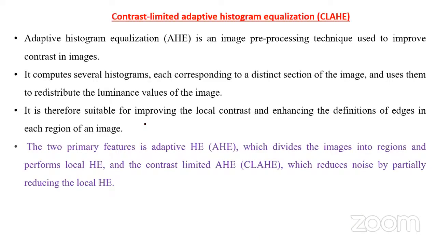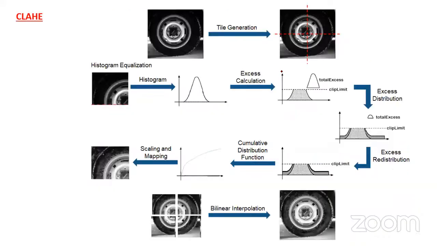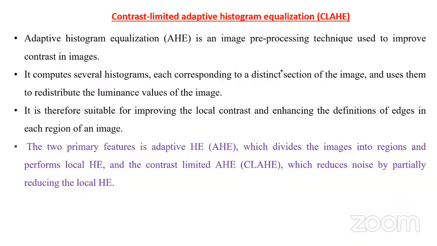So we have contrast-limited adaptive histogram equalization, CLAHE. One more technique is there, but there is no time to explain it. Here, mainly we are focusing on small sub-images, and for those we have to apply histogram equalization. That is the concept here.